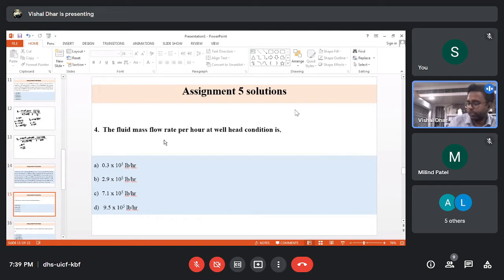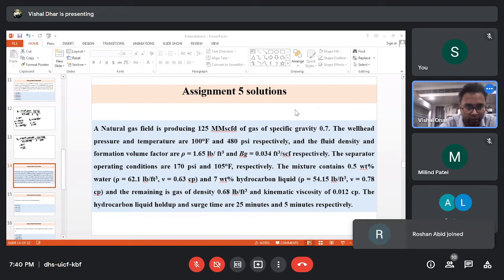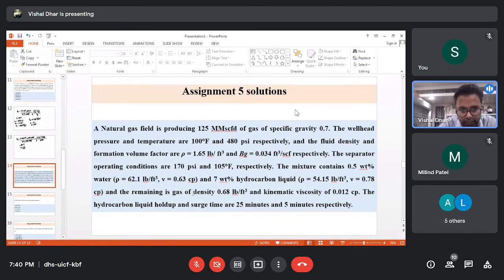See, for this you don't need any formula, just you need conversion. For this question you need to do normal mathematics. Here it is given you have to find the mass flow rate, how many lb of fluid is produced per hour.